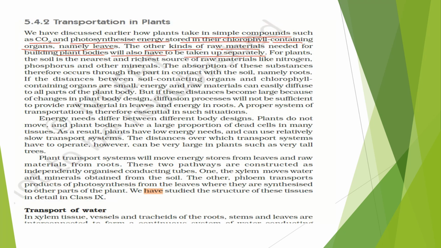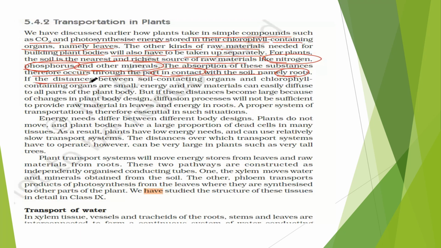So for that, what are plants doing? The soil is the nearest and the richest source of raw materials, right? From the soil, what raw materials is the plant getting? They are getting nitrogen, phosphorus, and other minerals. The absorption of these substances therefore occurs through the part of the plant in contact with the soil. Which part is in contact with the soil? Namely, the roots.